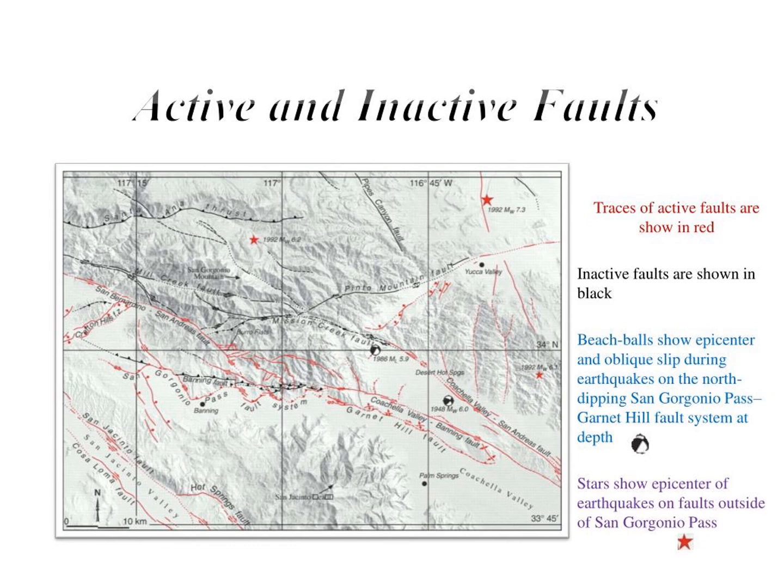In this example here, you can see that the traces of active faults are shown in red. So it means that active and inactive faults can both be in one place. This location is in San Gorgonio Pass.